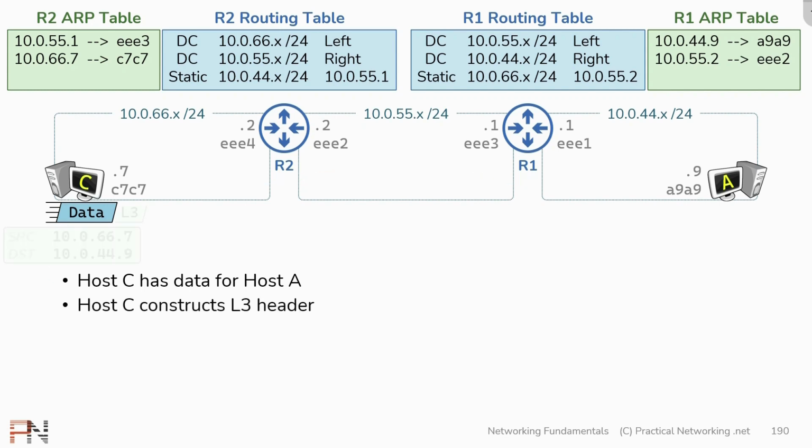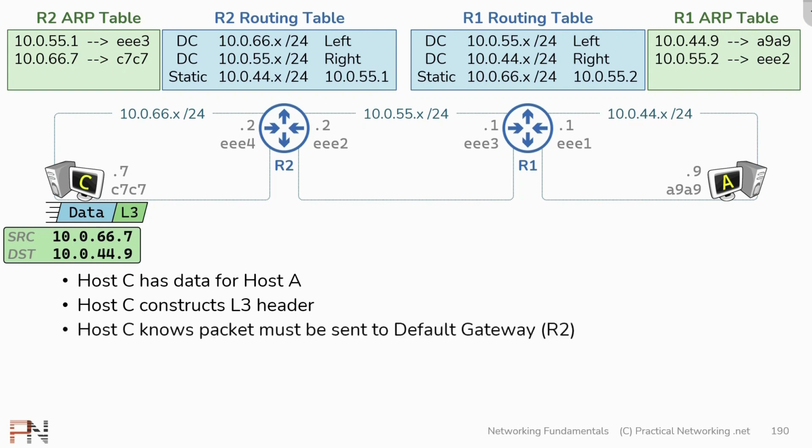Host C knows this data needs to get to host A, so it'll create a layer 3 header with a source IP address of host C's IP address and a destination IP address of host A's IP address. And since host C knows that the destination IP address is on a foreign network, host C knows that this packet needs to go to its default gateway, which in this case is router 2.